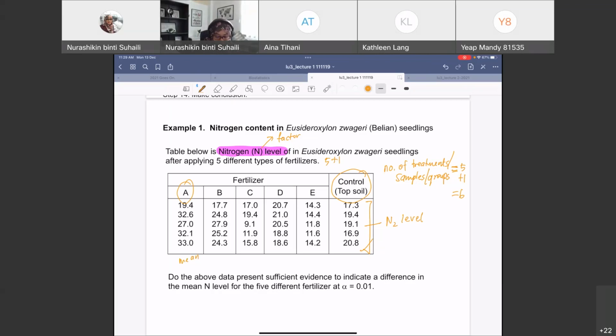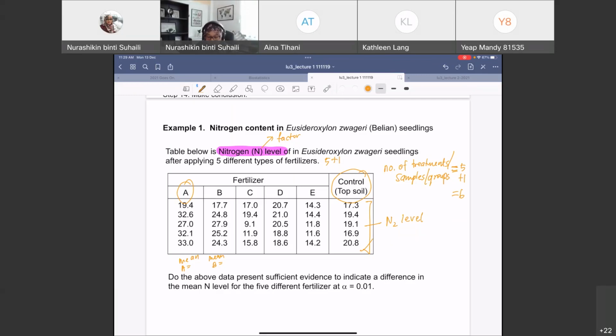So now you have to find out what is the mean A, mean B, and so on. Basically we want to compare how these mean values differ. Is there any difference or not? Okay, that is the purpose. And why here we use ANOVA? Because obviously there are 6 groups, and 6 is more than 2. So we cannot use t-test. We have to use ANOVA test.